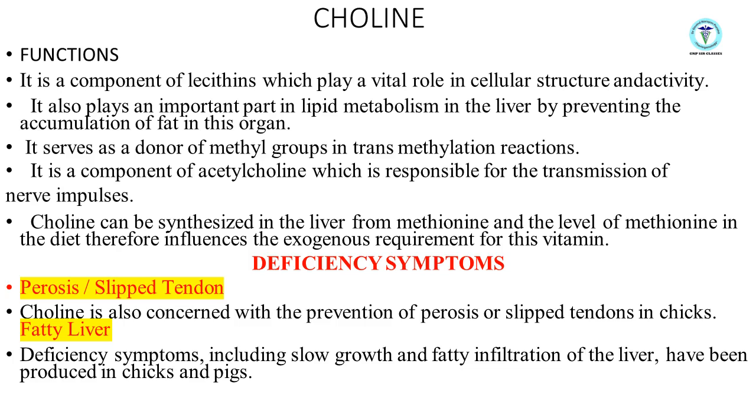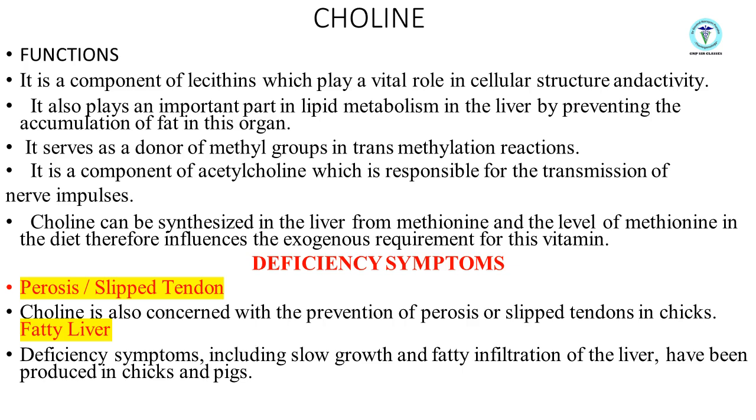Choline. Functions. It is a component of lecithins which play a vital role in cellular structure and activity. It also plays an important part in lipid metabolism in the liver by preventing the accumulation of fat in this organ. It serves as a donor of methyl groups in trans-methylation reactions. It is a component of acetylcholine which is responsible for the transmission of nerve impulses. Choline can be synthesized in the liver from methionine, and the level of methionine in the diet therefore influences the exogenous requirement for this vitamin.